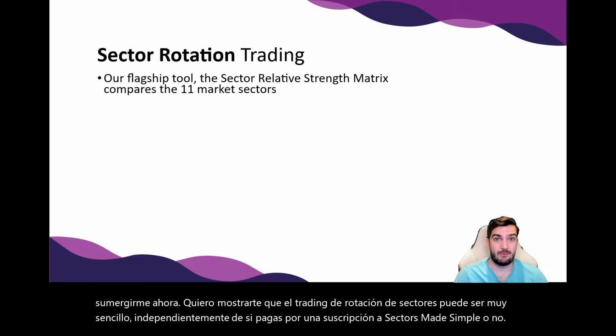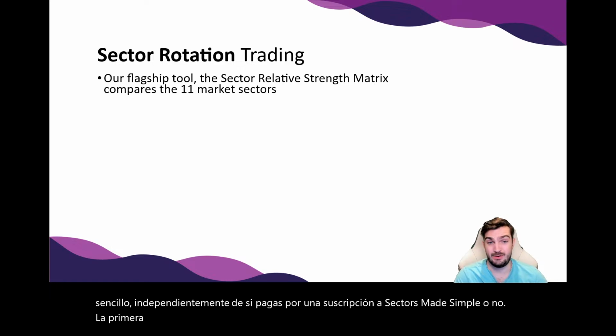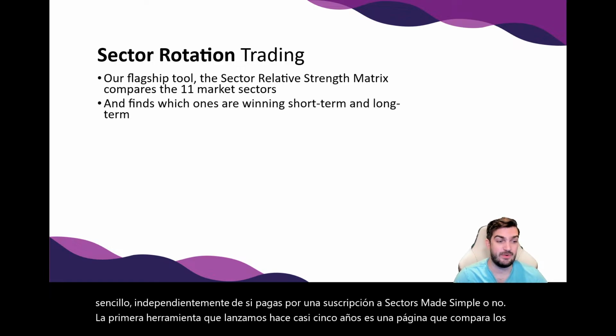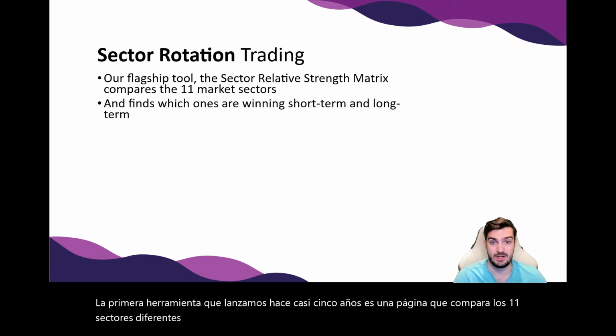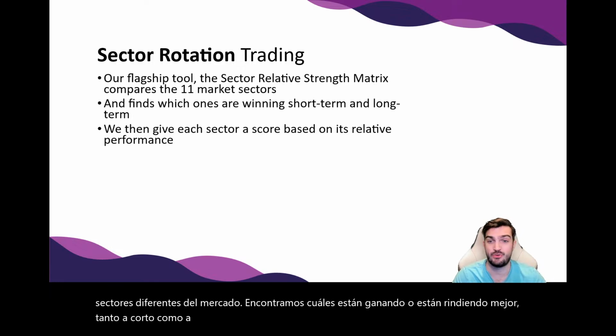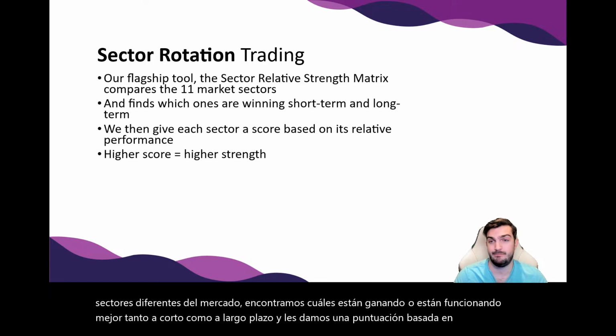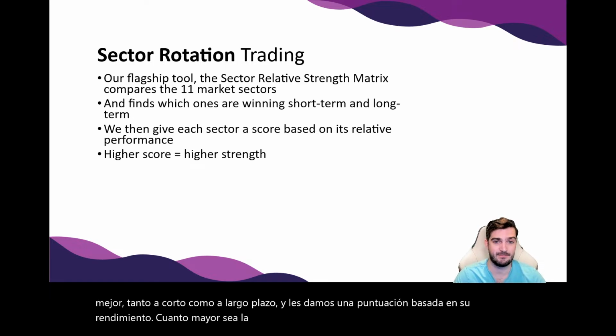The first tool that we released almost 5 years ago is a page that compares the 11 different market sectors. We find which ones are winning or are performing the best, both short-term and long-term, and we give them a score based on their performance. The higher the score, the more strength that they have.